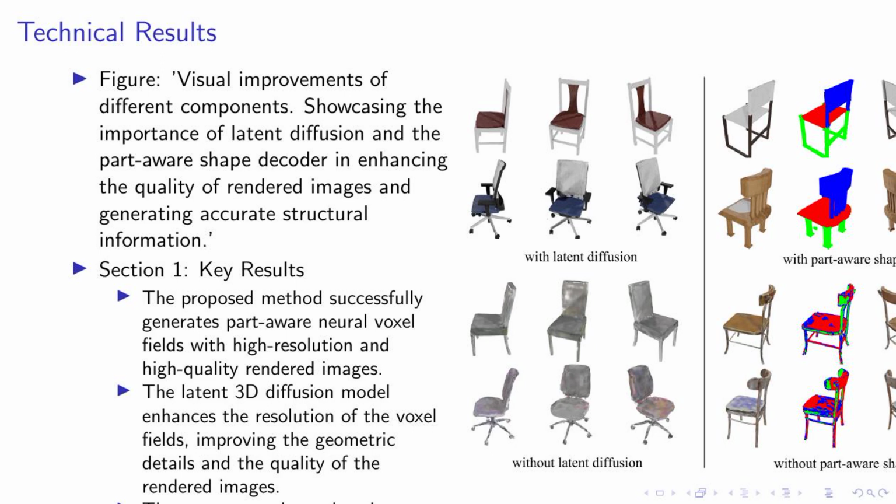The latent 3D diffusion model, a key component of our method, enhances the resolution of the voxel fields. This improvement leads to better geometric details and overall quality of the rendered images. In addition, the part-aware shape decoder integrates part codes into the voxel fields. This integration allows us to generate part-aware shapes with high-quality rendered images.